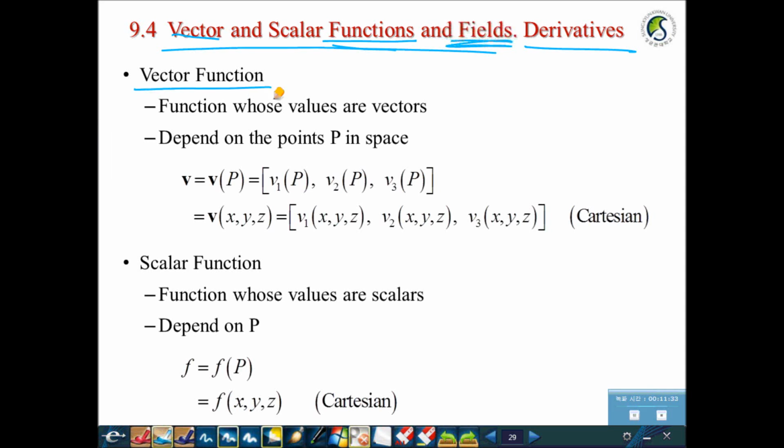Vector function, okay? It's a function, simply, the definition is a function whose values are vectors. It depends on P, the point in space. So we could write this: vector V is a function of P, and each component of the vector is a function of P. There's a point in space.